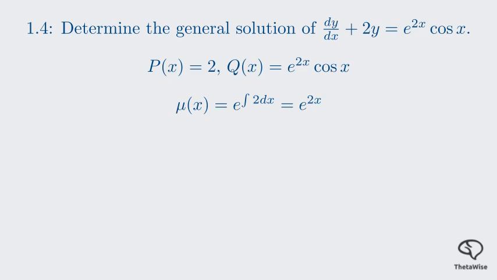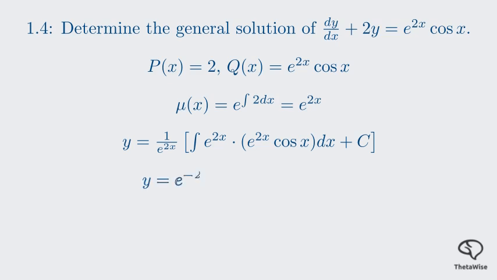Now, let's plug this into our general solution formula. y equals 1 over e^(2x) times the integral of e^(2x) times q(x), which is e^(2x) cos x dx, plus c. Notice that e^(2x) times e^(2x) is e^(4x). The equation becomes y equals e^(-2x) times the integral of e^(4x) cos x dx plus c. Now we need to solve this integral. This is a classic integration by parts problem that needs to be done twice.